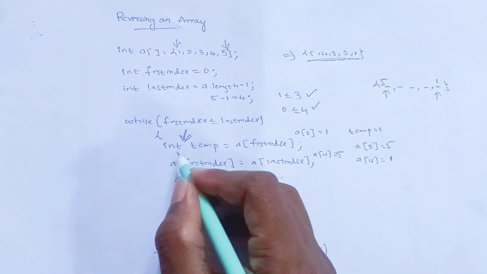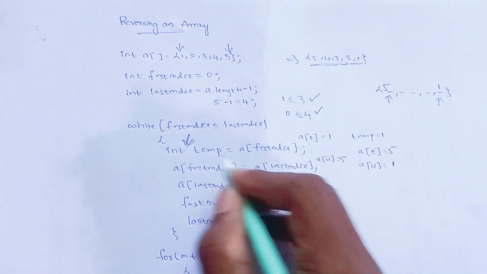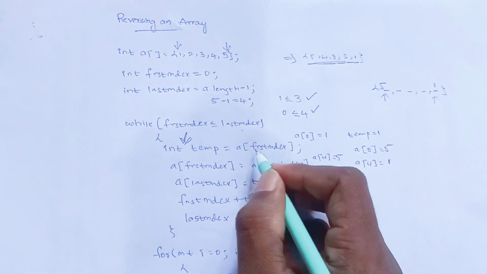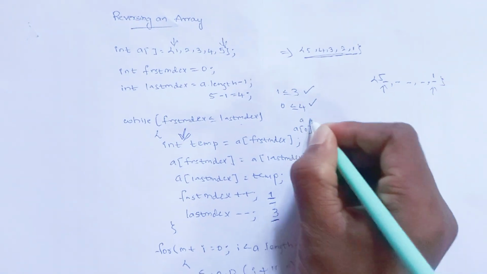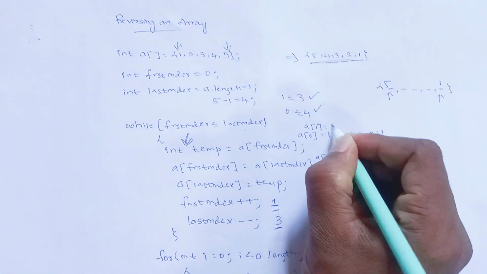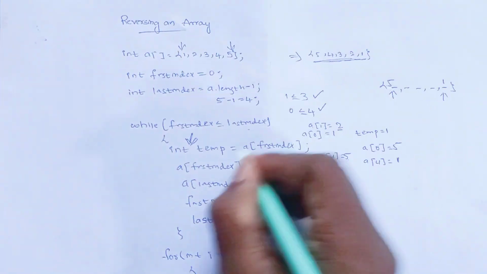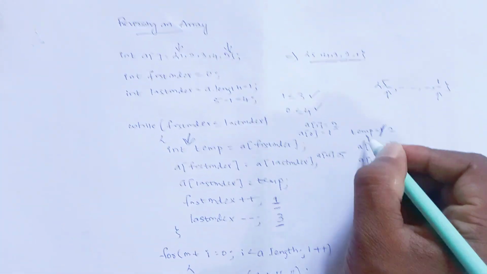Execute these statements. That is, int temp equals A of first index. So now it stores A of first index. The first index value is 1. So A of 1. A of 1 value is, counting 0, 1, 2, so A of 1 value is 2. So 2 will be stored into the temp.